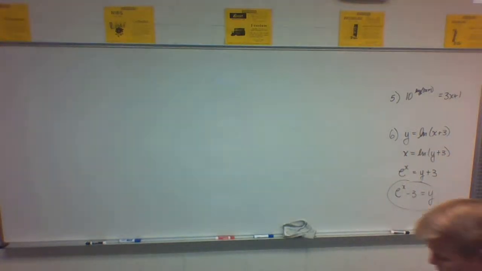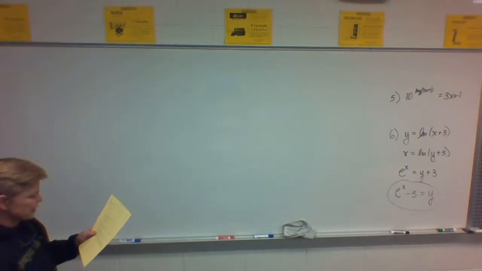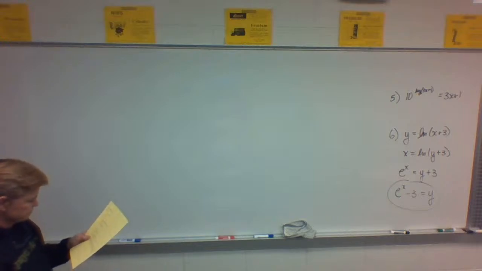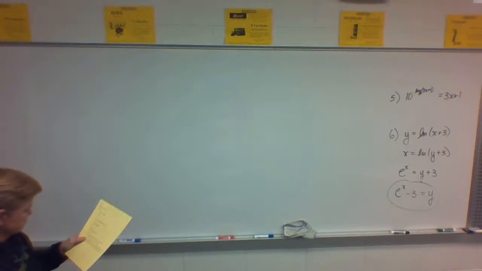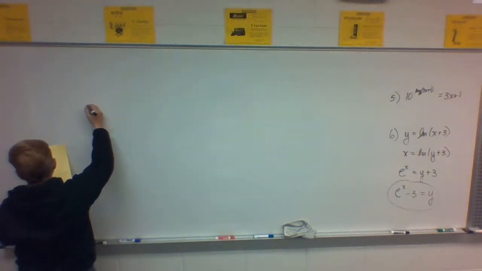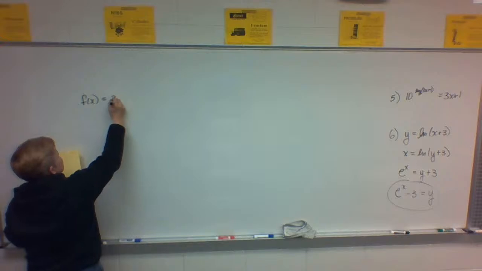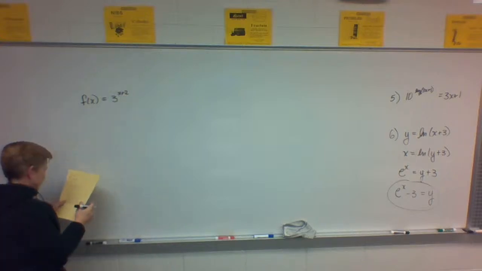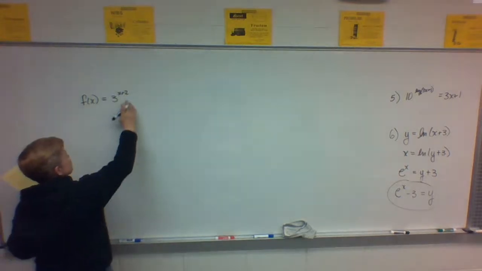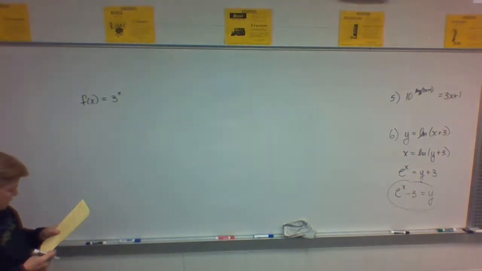Next one, number 7 says, and it's under these instructions, write a rule for g that indicates a transformation of the graph of f. And f that they give you in number 7 is reminiscent of this. f of x equals 3 to the x. Kind of like a parent function. Okay? And this is what you're supposed to do to it and write the g function.